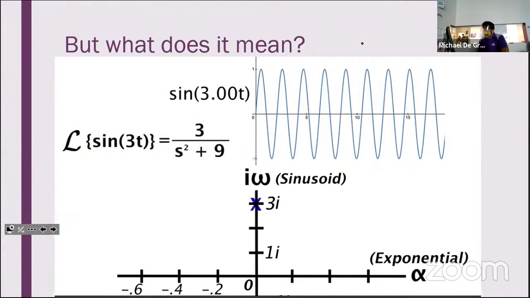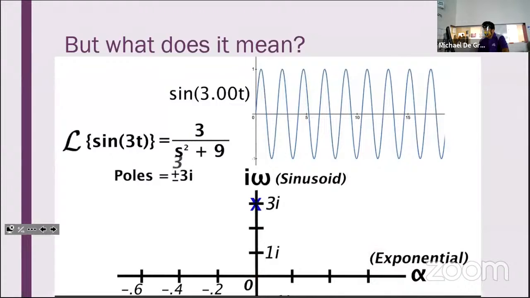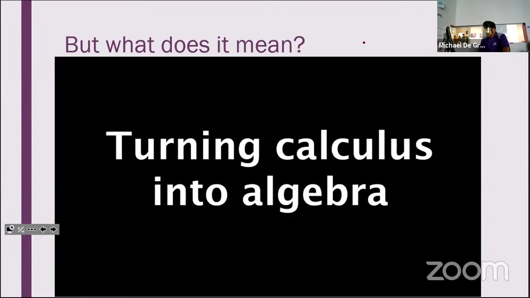If we find the poles, or when the denominator is 0, we get plus and minus 3i, and this tells us the original function has no exponential term, but it does have a sinusoid with an angular frequency of 3, which we already knew. However, the most common talking point you hear with Laplace is not anything we've seen so far, but rather its ability to turn calculus into algebra.